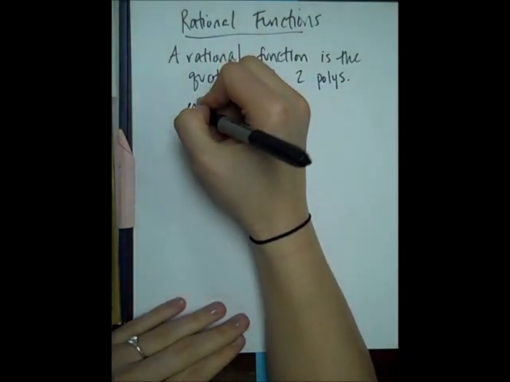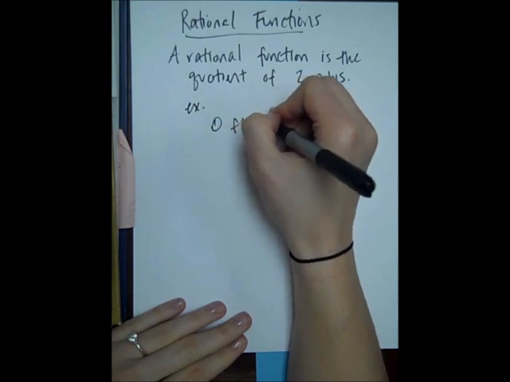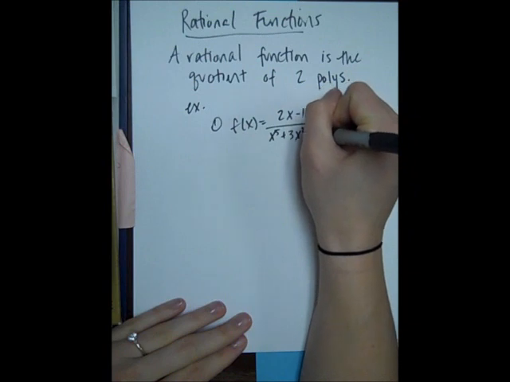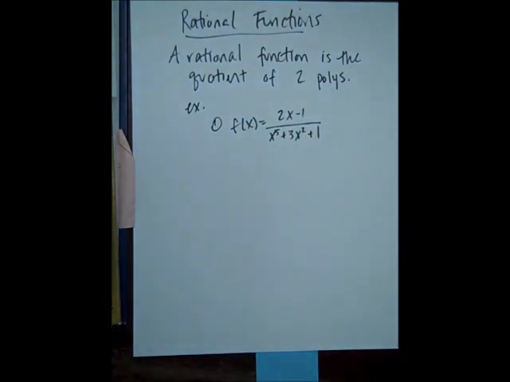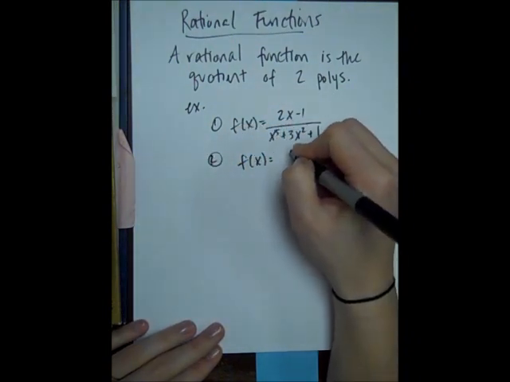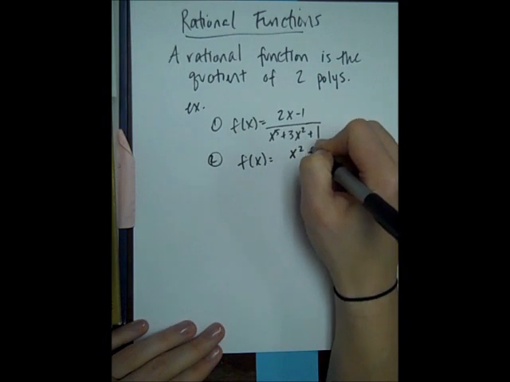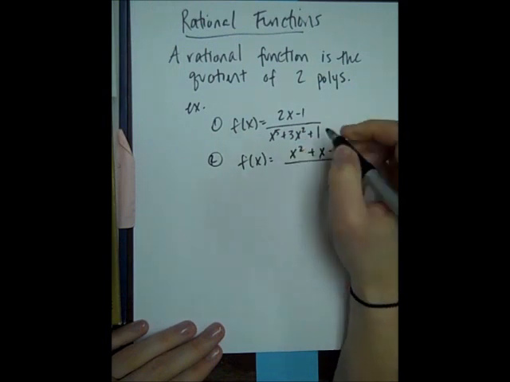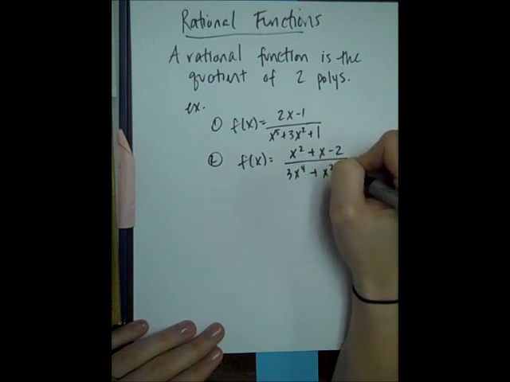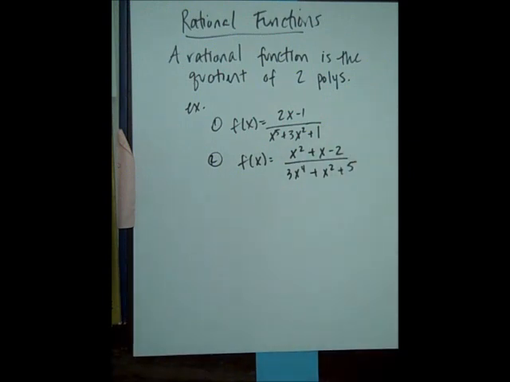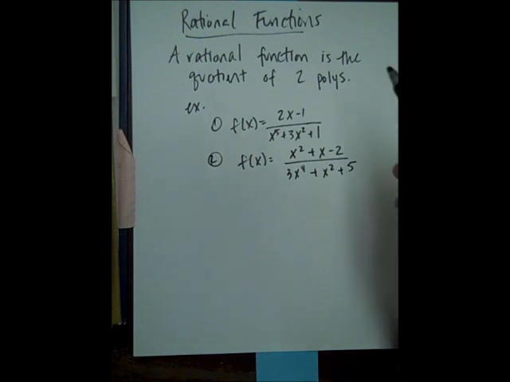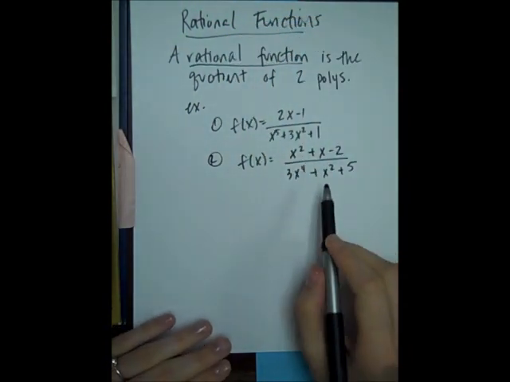So for example, let's look at a couple of them. I could have f of x is maybe (2x - 1) over (x^5 + 3x^2 + 1). That's a rational function. Let's see, another rational function. Something like (x^2 + x - 2) over (3x^4 + x^2 + 5). Also a rational function. So anytime I have polynomial over a polynomial, that's going to be a rational function. So all these are rational functions.